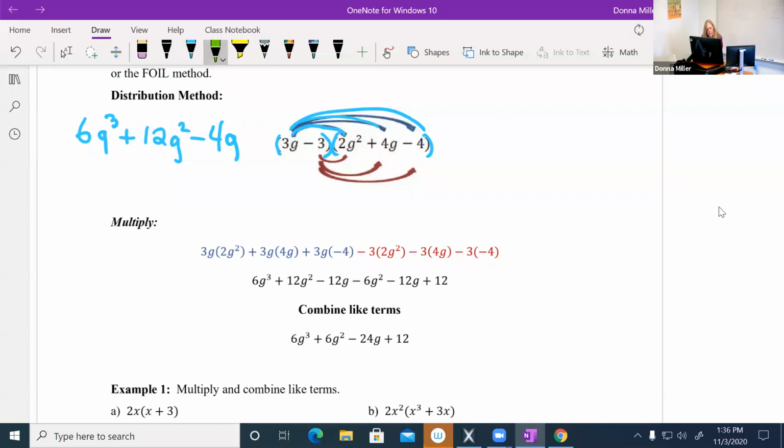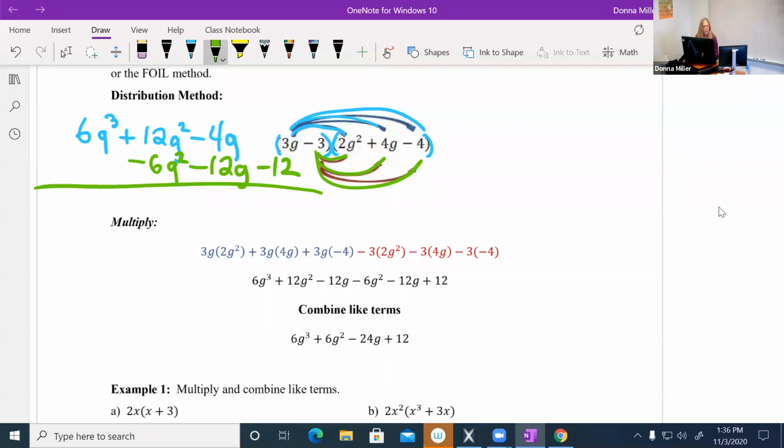Now I'm going to multiply the second term by every term. So I start with -3. Make sure you keep the sign. -3 times 2g squared is -6g squared. -3 times 4g is -12g. And -3 times -4 is +12. You see, I've multiplied every term by every term, and that's my product.